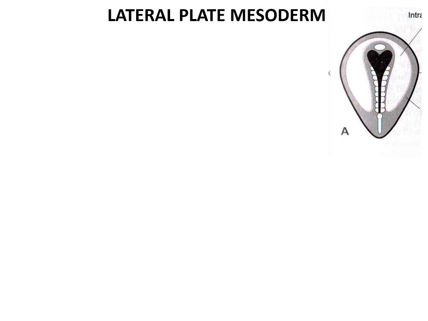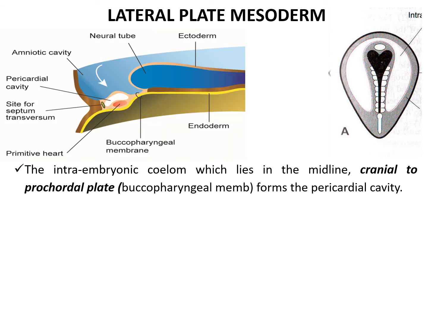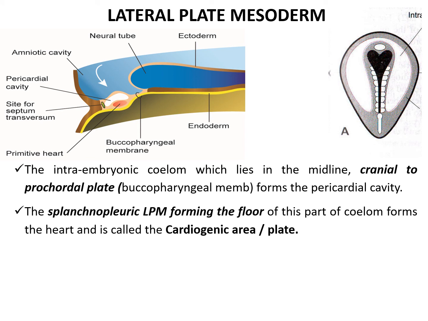The intraembryonic coelom is a horseshoe-shaped cavity. The cranial part of the intraembryonic coelom, which lies in the midline, just cranial to the buccopharyngeal membrane, forms the pericardial cavity. In transverse section, the floor of this pericardial cavity is formed by splanchnopleuric lateral plate mesoderm, which will later on give rise to the heart tube. This area is called the cardiogenic area or the cardiogenic plate.